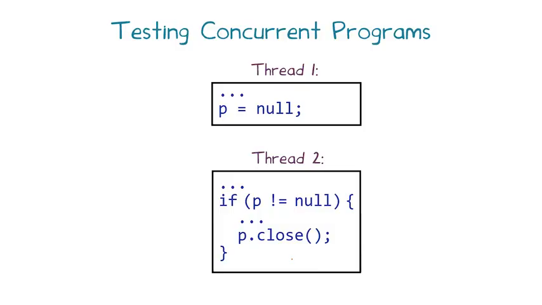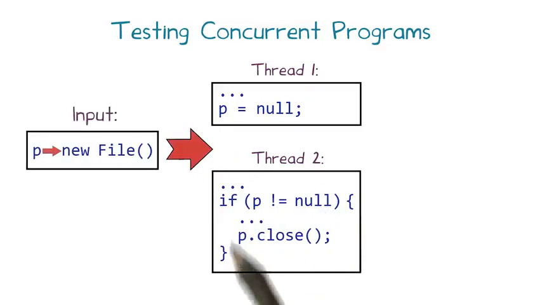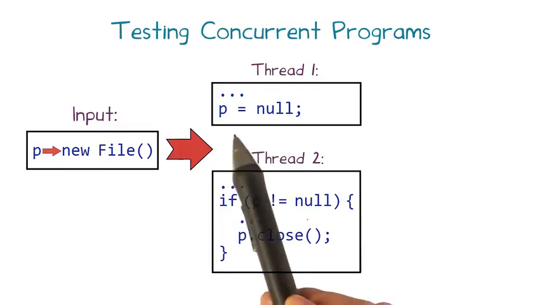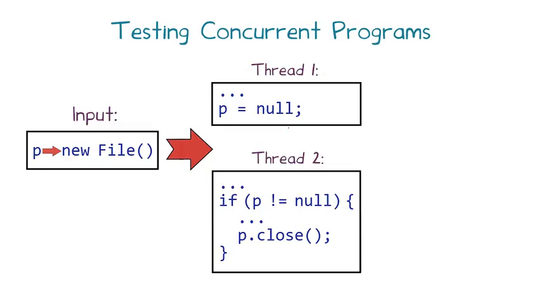To be more concrete, consider this concurrent program, which consists of two threads and takes as input a file handle p. Suppose we wish to test this program using a non-null file handle as input. The resulting execution may succeed or crash depending upon the thread schedule. If the non-null check in thread 2 is executed first, followed by the assignment of null to p in thread 1, followed by the p.close statement in thread 2, then the program will throw a null pointer exception at this statement.